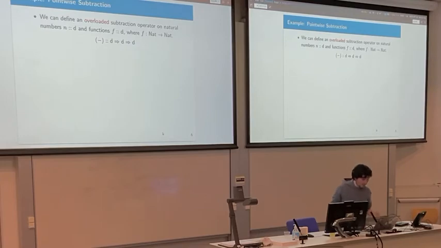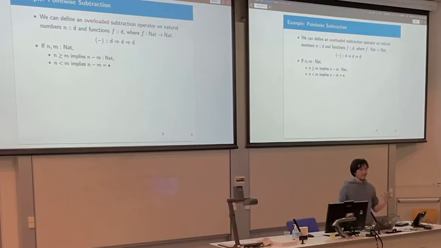And as an example, finally in the last minute, something we can do in a GSD is overload subtraction so that it works on natural numbers and functions, which are both of the same type on numbers, and our functions all live within this domain. So, if n and m are natural numbers, then if n is greater than m, then n minus m is just normal subtraction, whereas if n is less than m, then it's somewhat undefined.